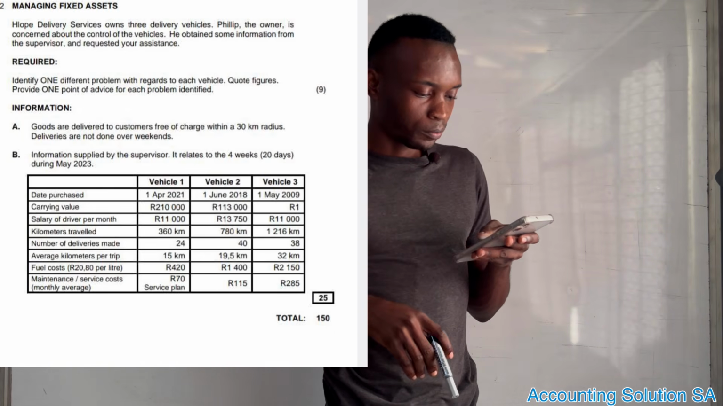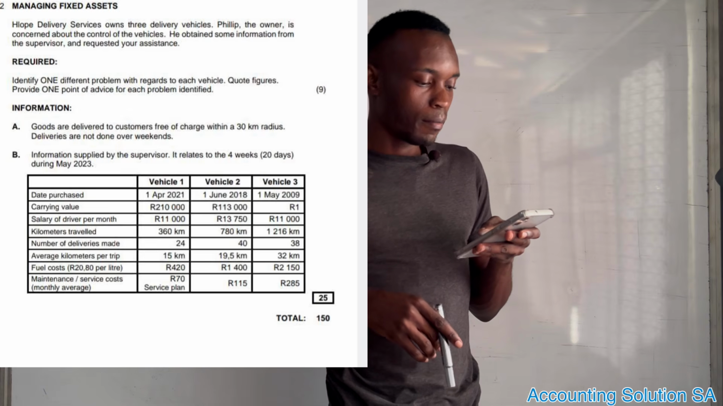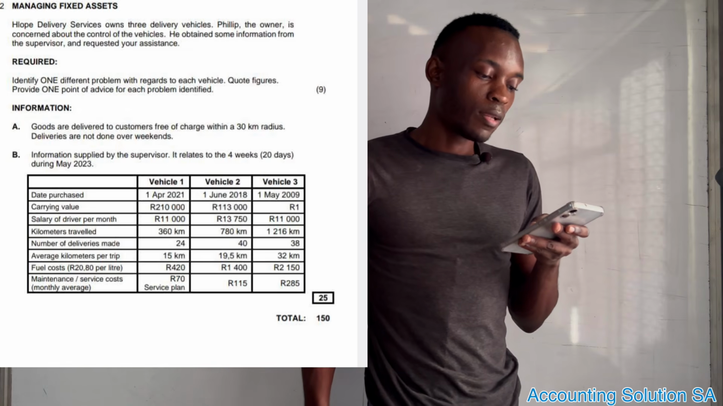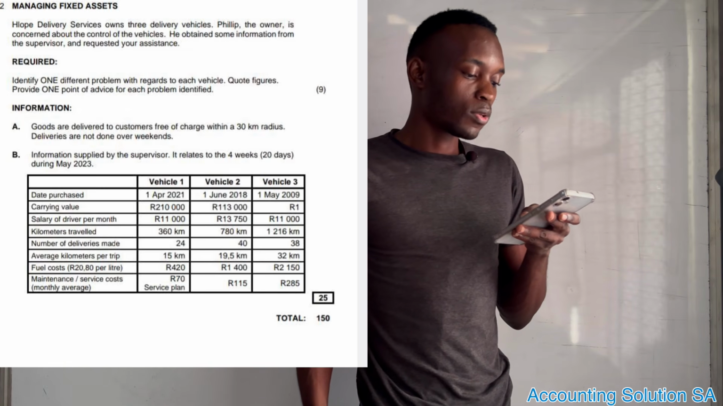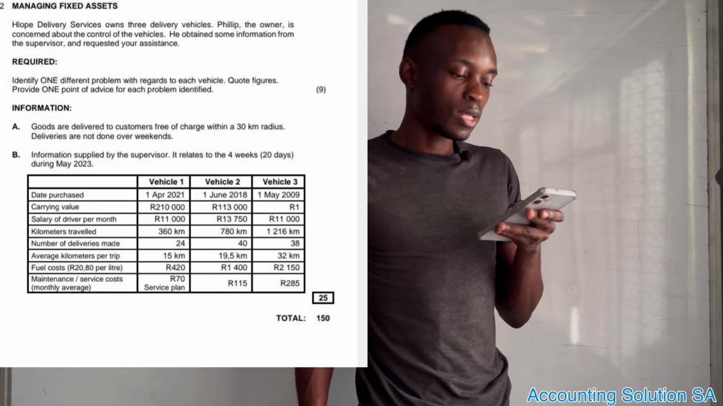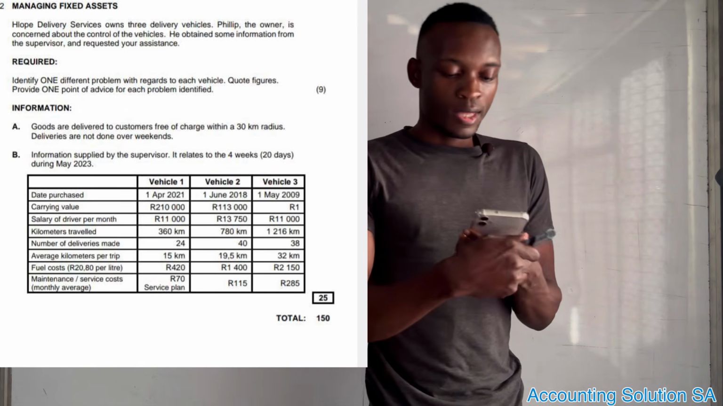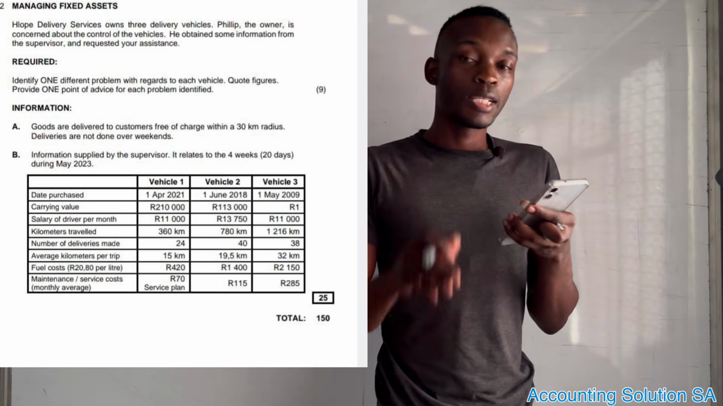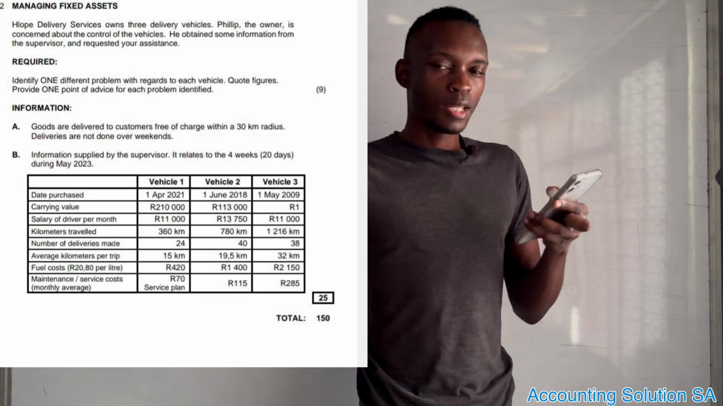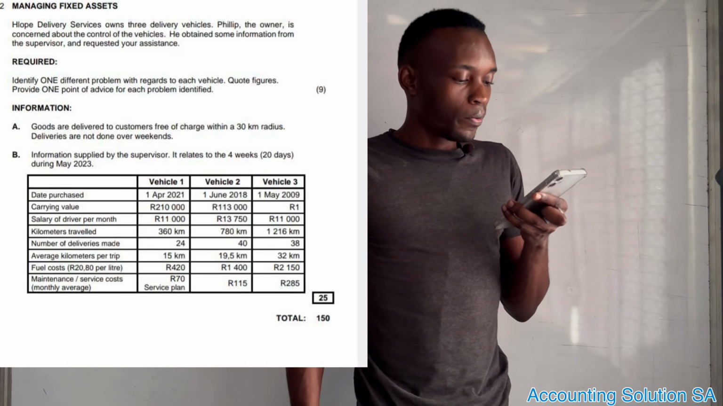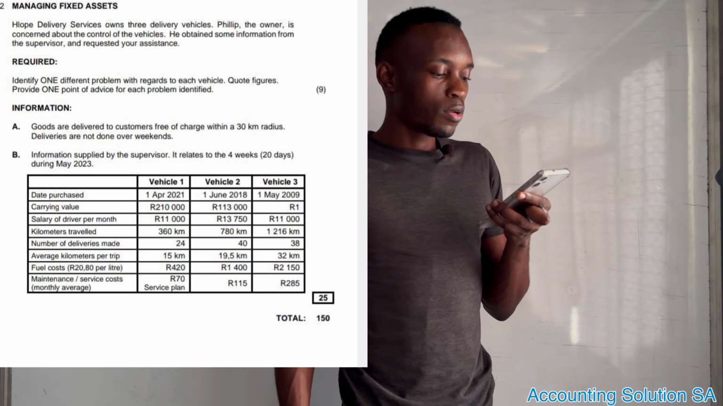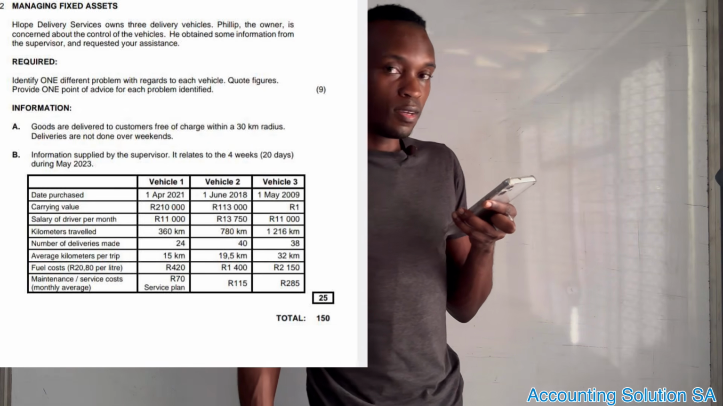The next question. Managing fixed assets. Shompo Delivery owns 3 delivery vehicles, and Philip, the owner, is concerned about the control of the vehicles, and he obtained some information from the supervisor and requested your assistance. Then he said, identify one problem. They say problem. A problem is a problem. Don't identify good things. They say problem. And quote the figures and provide 1 point of advice for each problem that you have identified.